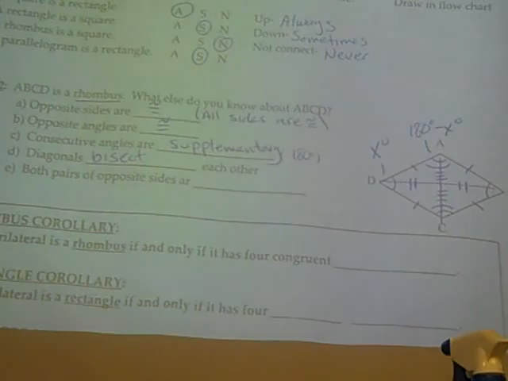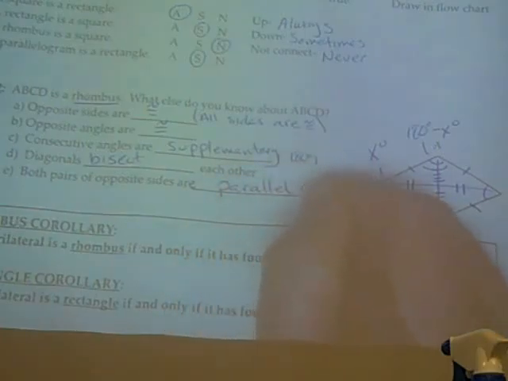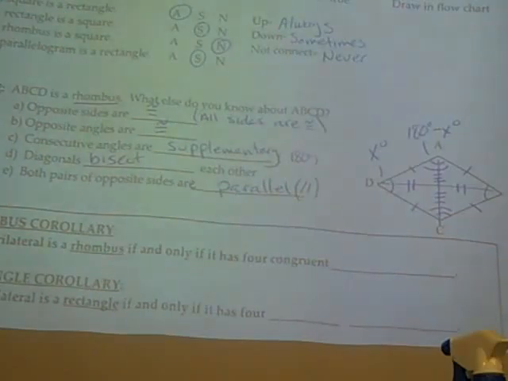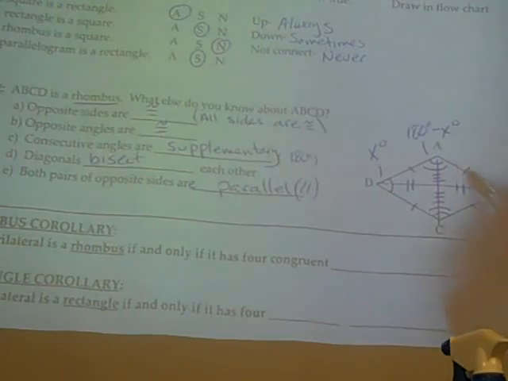And next, both pairs of opposite sides are parallel. So if I was going to go here, I could mark this with the arrow and this with the arrow, this with 2 arrows, this side with 2 arrows.